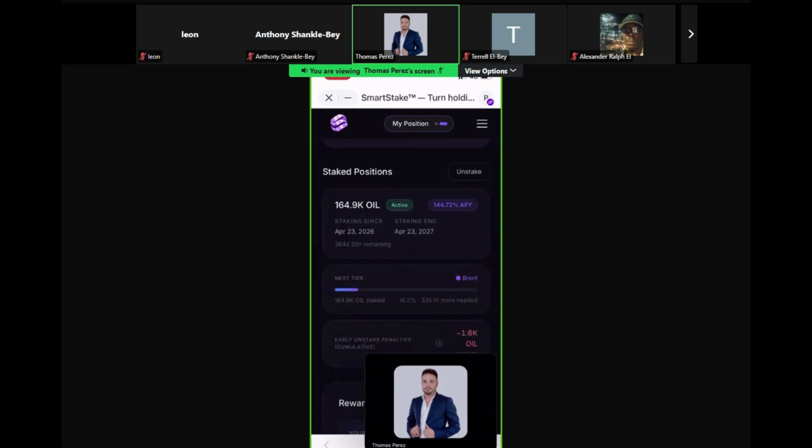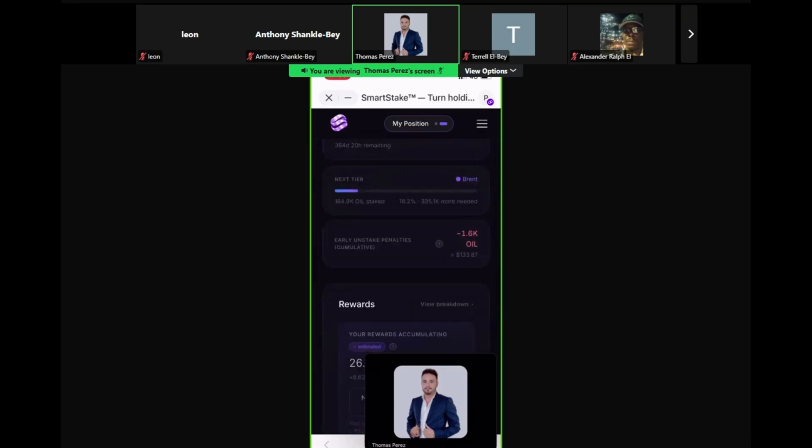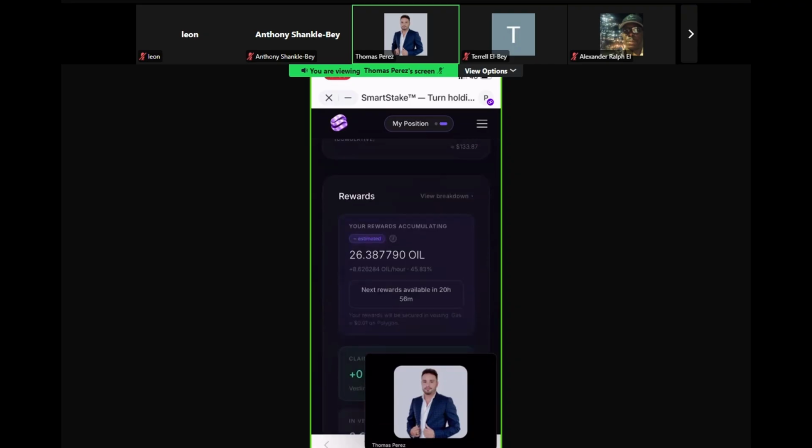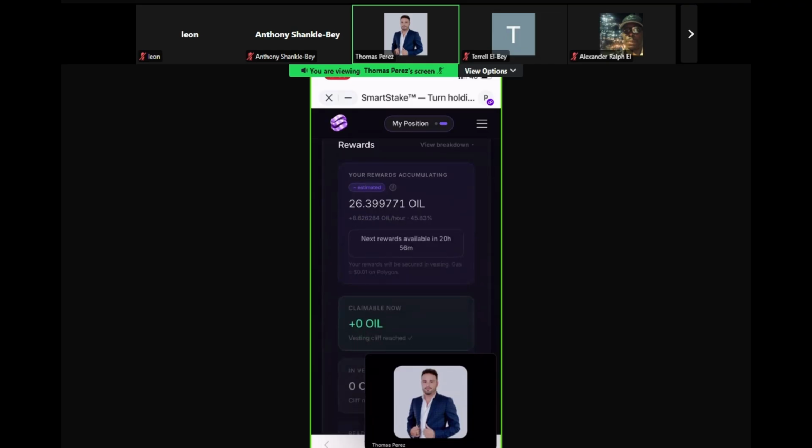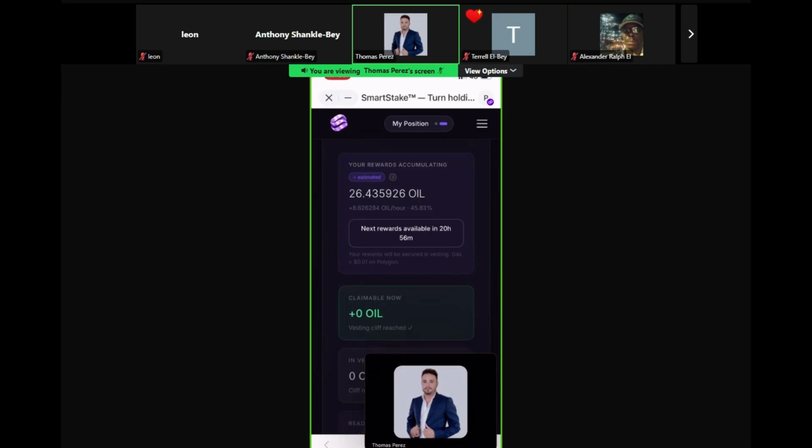You can see this, and then if you go down, you will be able to see those rewards accumulating. And what does this mean? Next reward available in 20 hours. This is what I call the sink button, which you will discover after this countdown, to move your reward to vesting. And I can do that each 24 hours, 24 hours after the time I staked.